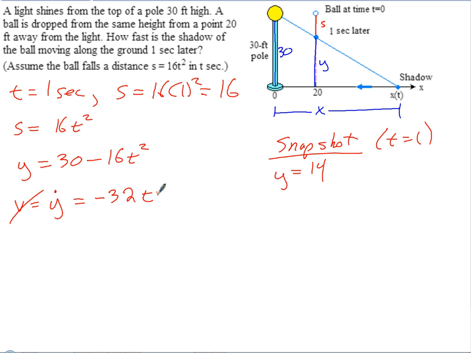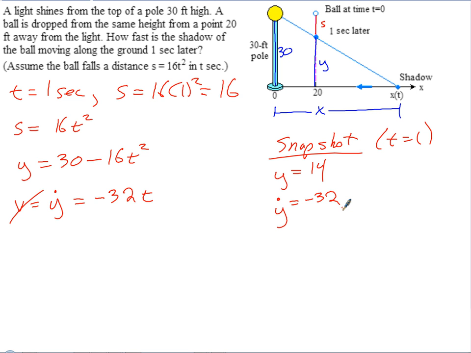Why are you getting these numbers? Did you just make that up in your head? Well, no. Here's why. If I differentiate y with respect to t, I get y dot, don't I? You just pull out the exponent. So then at t equals 1, what's our snapshot value for y dot? Negative 32.